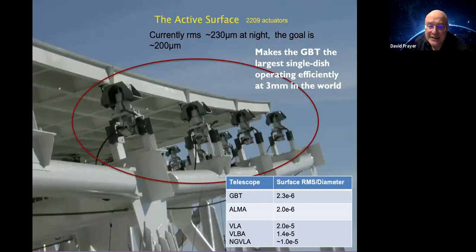The actuators, here's a picture of the edge of the dish. Those little things here. So we have an actuator on each corner of each panel. I have a couple thousand panels, a couple thousand actuators roughly, and those actuators can move.